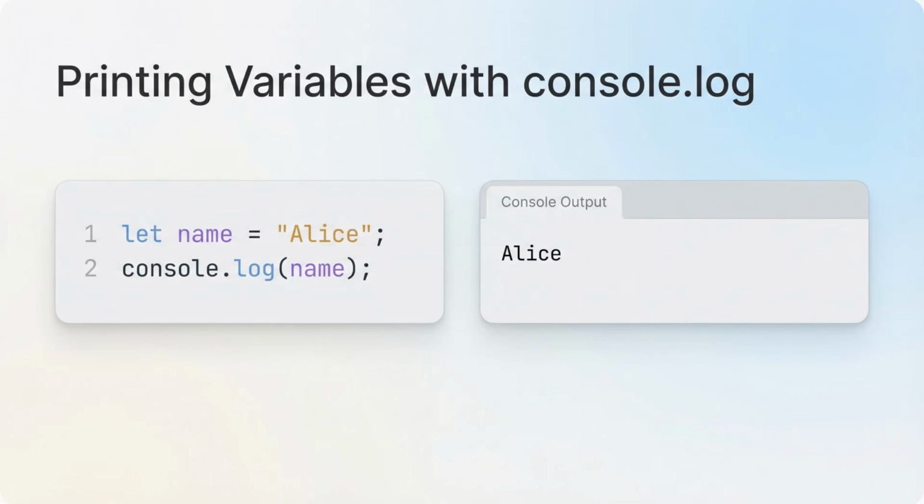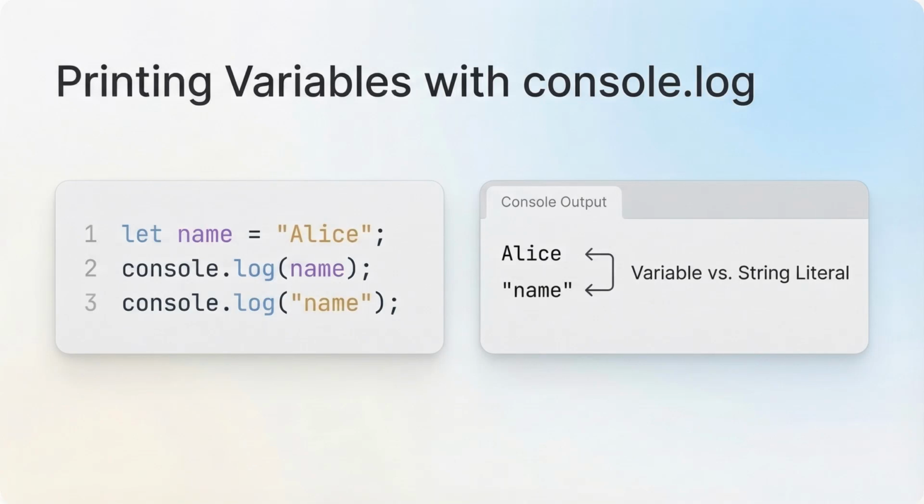Once you've declared a variable, how do you check its value? You use console.log. This is a built-in JavaScript function that prints output to the browser's developer console. Notice the difference here. If you write console.log(name) without quotes, JavaScript looks up the variable called name and prints its value. But if you write console.log("name") with quotes, it treats it as a literal string and just prints the word name. This is a really common source of confusion for beginners.